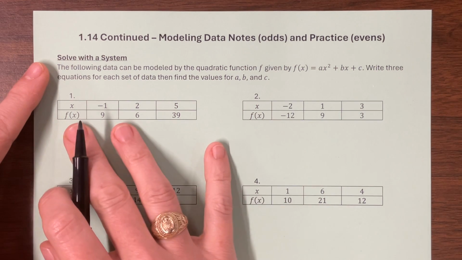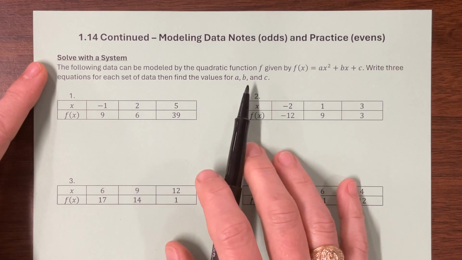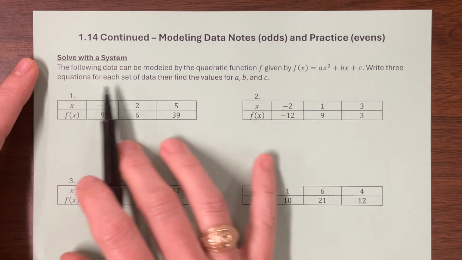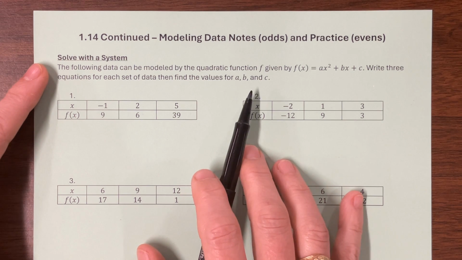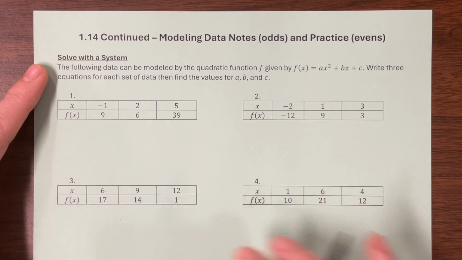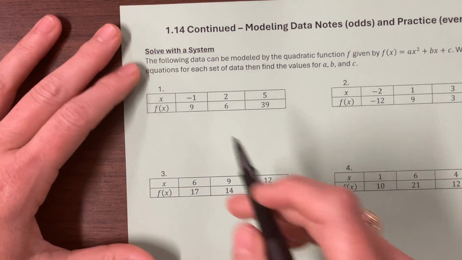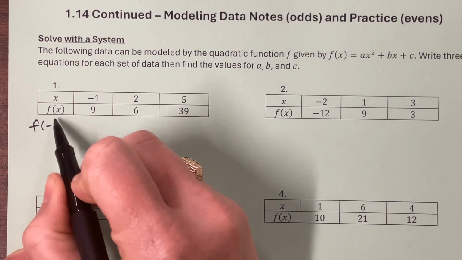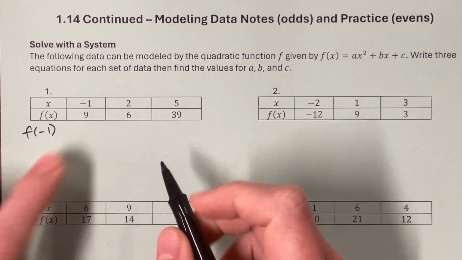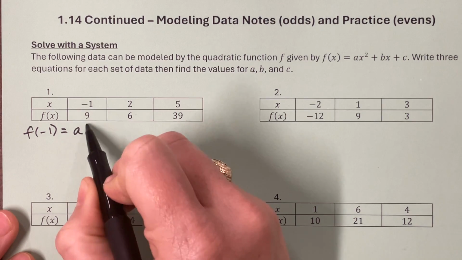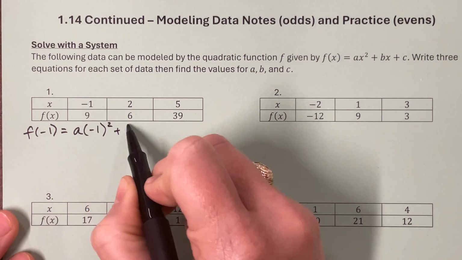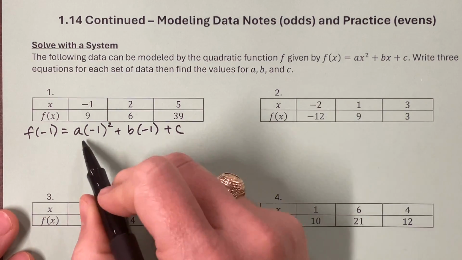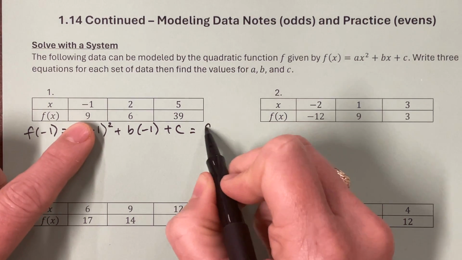Okay, so on this first one, it tells us the following data can be modeled by the quadratic function f, given by f of x equals ax squared plus bx plus c. Write three equations for each of the set of data, then find the values for a, b, and c. What we know is that f of -1 has an output value of 9. So f of -1 means it's a times -1 squared plus b times -1 plus c. We're using that function, we've plugged in our value, and this has an output value of 9.